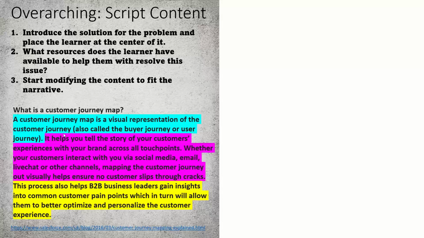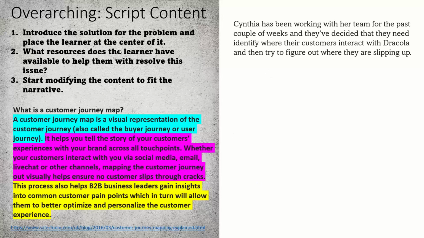For example, this content has been provided by an SME, and they say that you have to build a case study and a course for our learners who have to learn how to build a customer journey roadmap. So you have to introduce a solution for the problem and place the learner at the center of it. You have to read through the content and identify the best way to present it. What resources does the learner have available to help them resolve this problem? Then start modifying the content to fit the narrative.